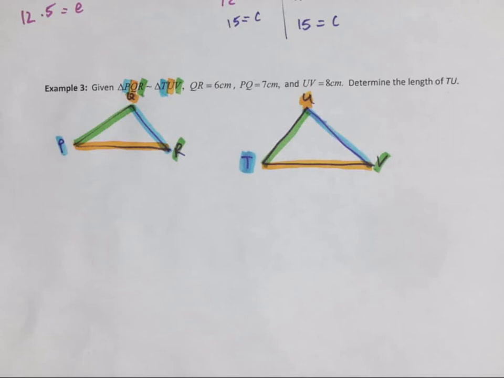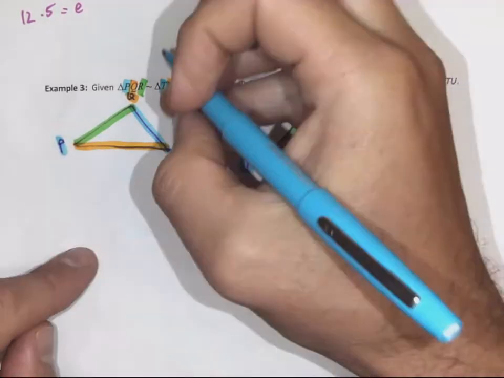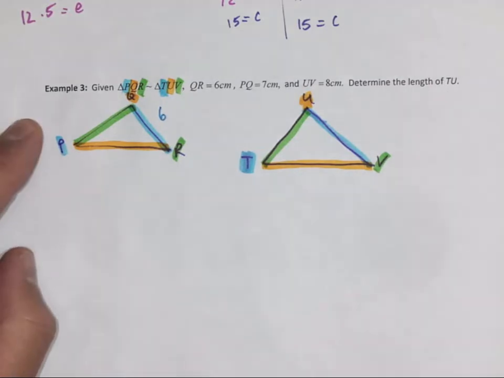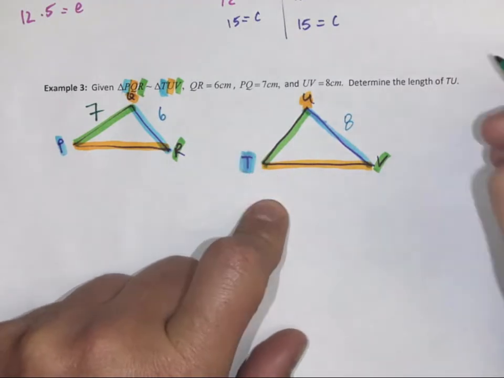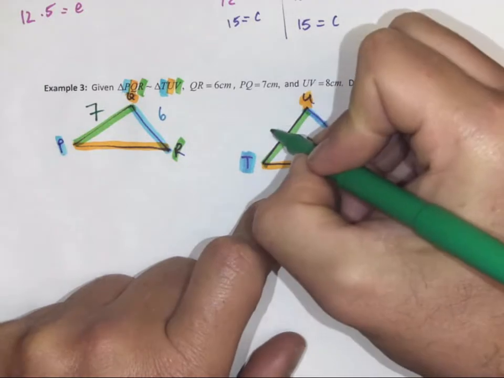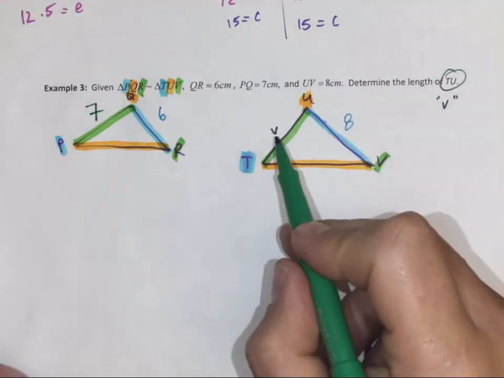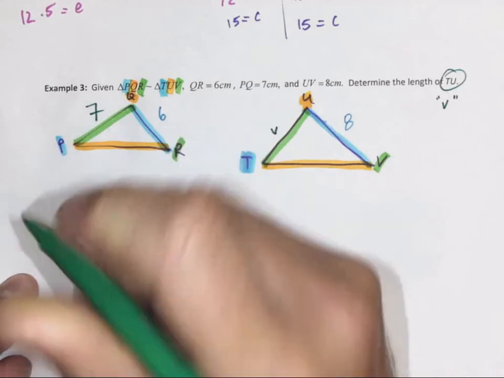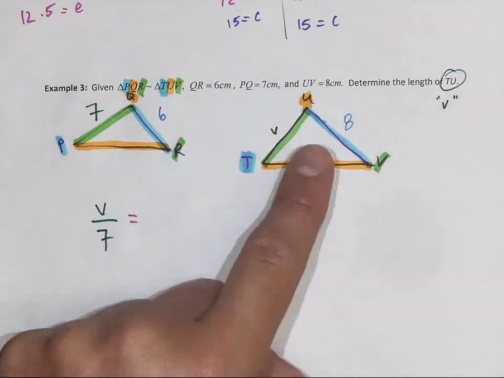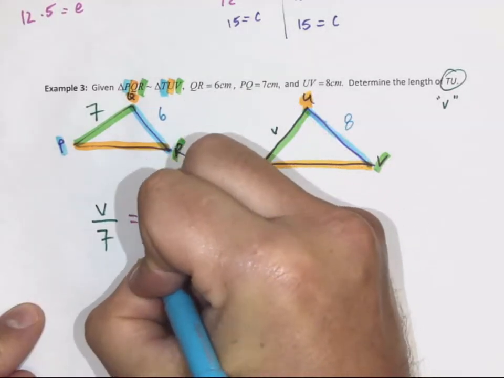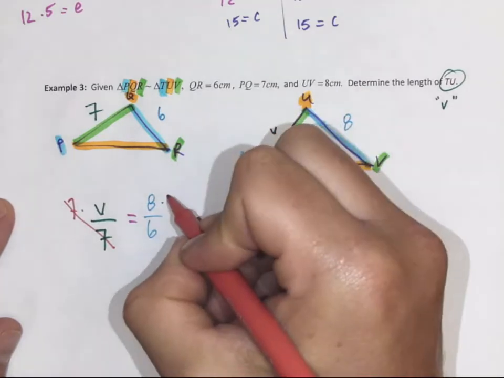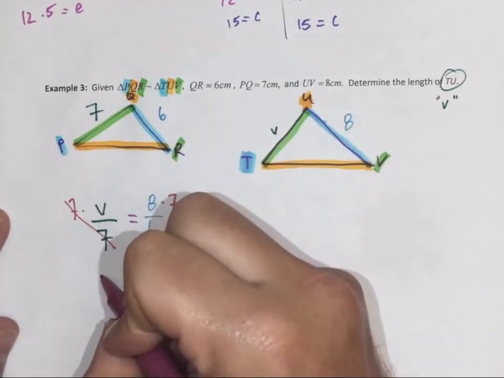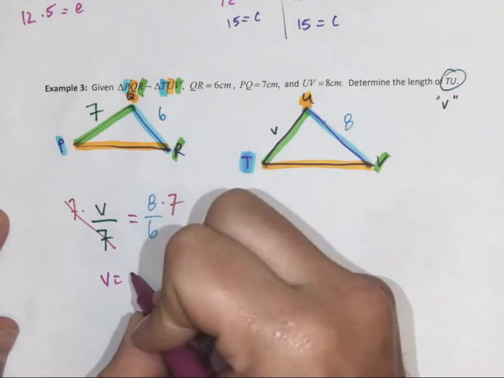If we now add the measurements that we've been given, QR is 6 centimeters, PQ is 7, UV is 8. Determine TU, right? Remember, TU is just actually little v as well, or side little v. So there we go. So I have my unknown over its corresponding side, and all that equals, well, I started with this triangle, I should continue with that triangle, 8 over 6. V divided by 7, well, let's get v by itself, so 7 times v. All right, so now I have v is equal to 8 times 7, 56, divided by 6.